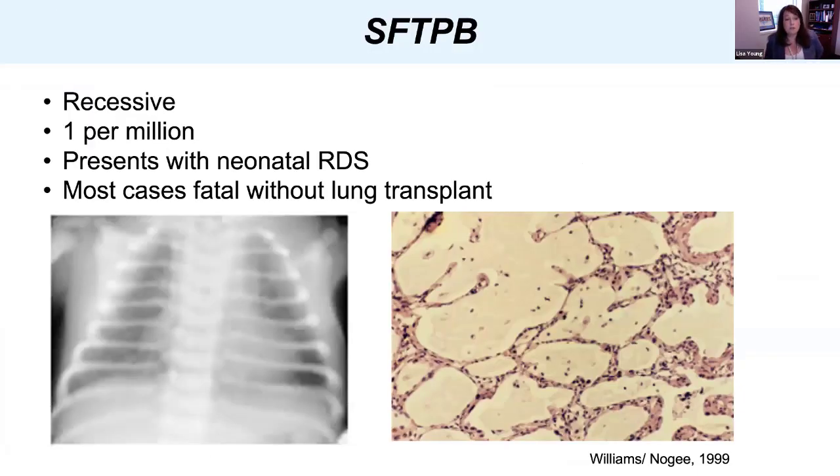Okay, so surfactant protein B, you get disease associated with recessive mutations, presents with neonatal RDS, and most cases are fatal without lung transplant, though there have been a few cases with partial loss of function mutations and slightly better outcomes. But this is usually a problem immediately in the neonatal ICU, with a chest x-ray that otherwise looks like RDS in a preterm infant.